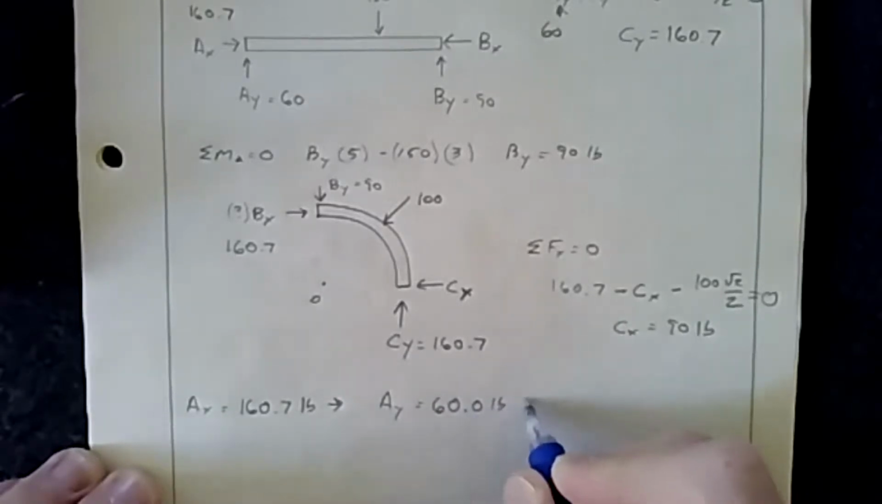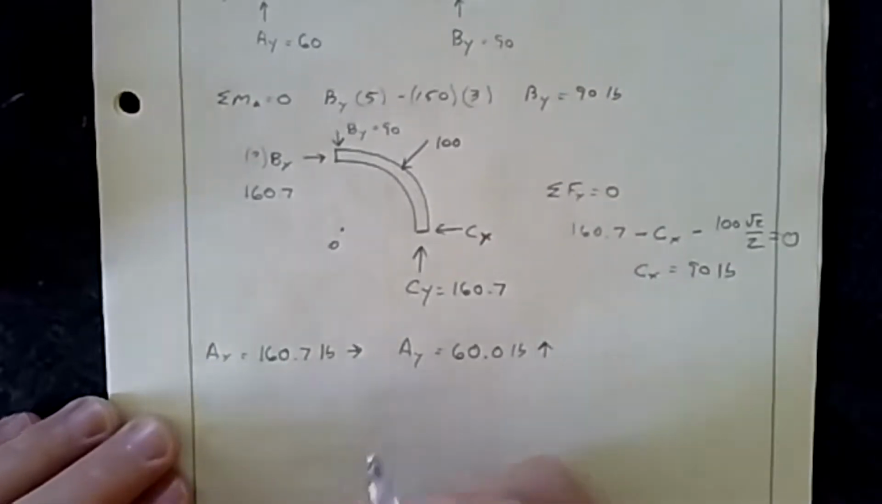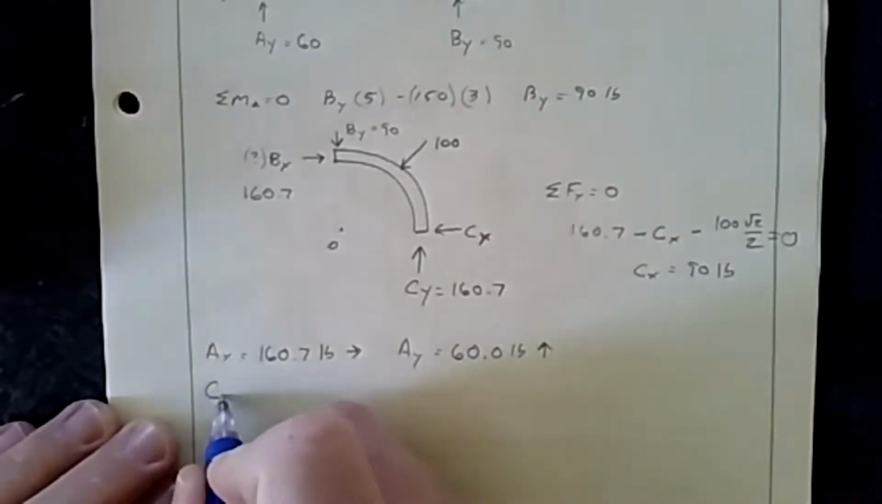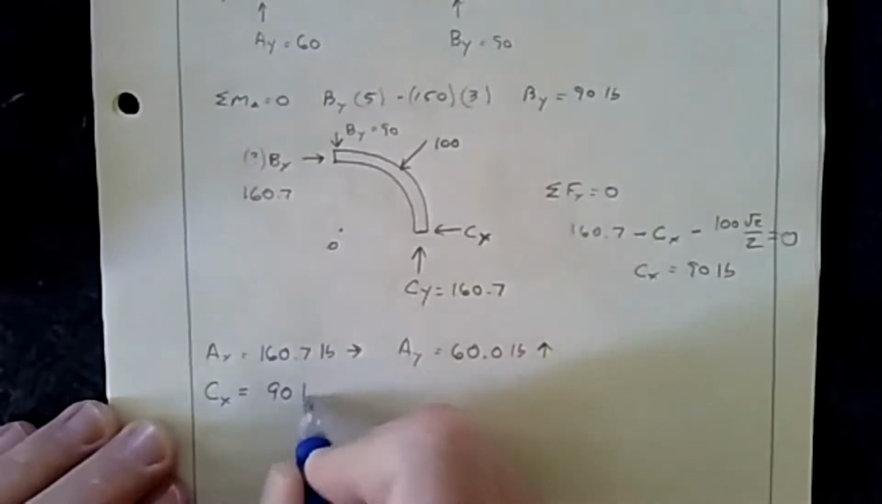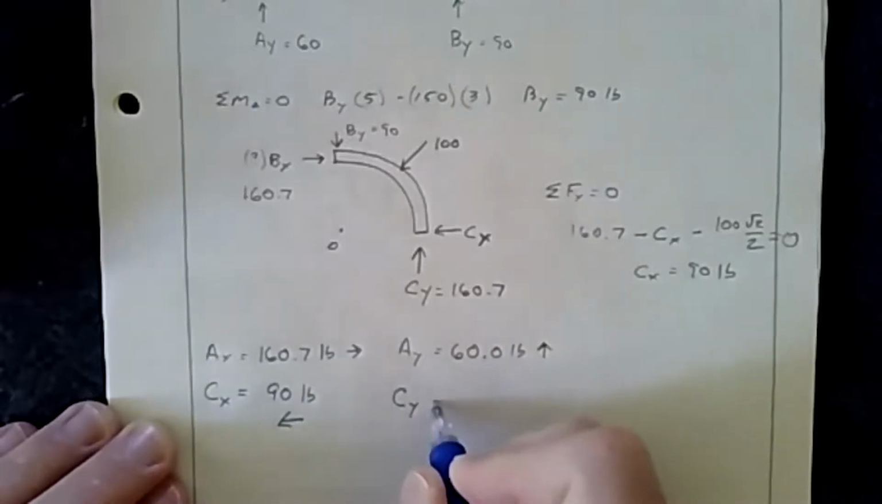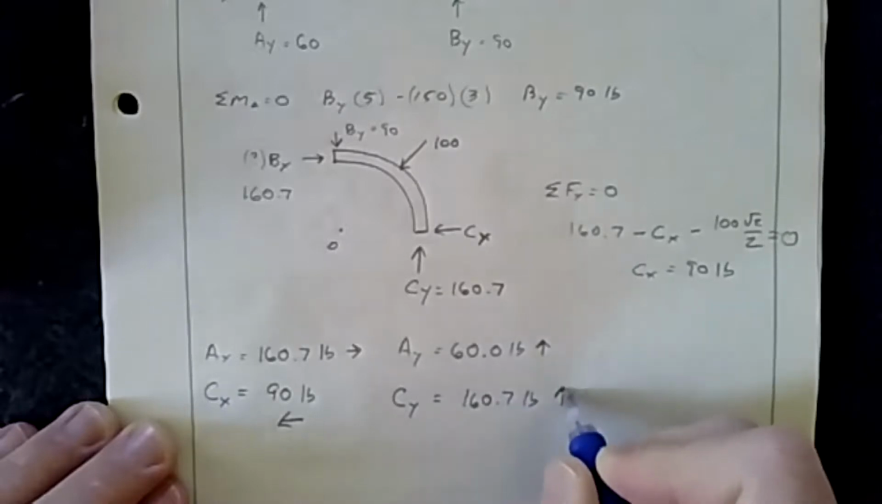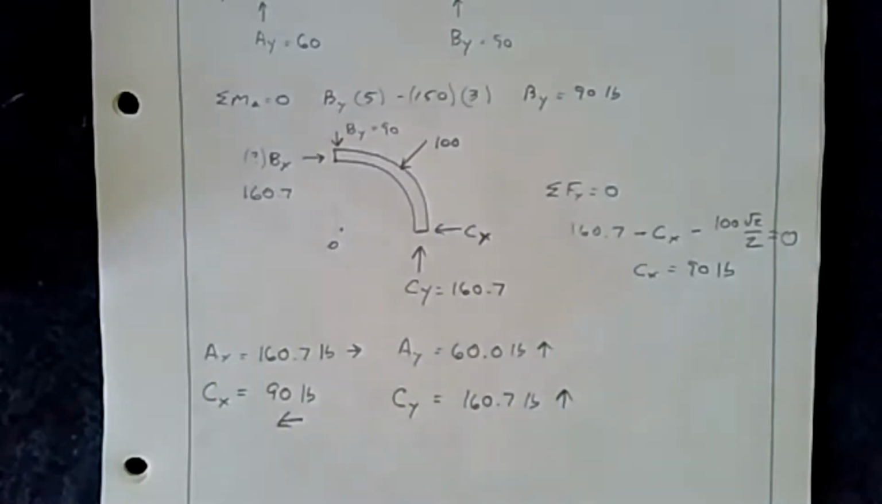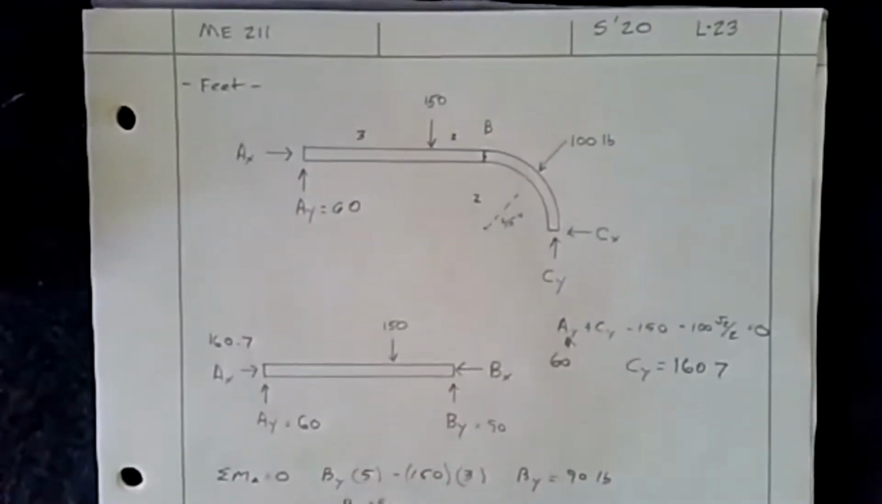And then we know that AY equals 60.0 pounds going up. And then we know that CX equals 90 pounds going to the left, and CY equals 160.7 pounds going up. All right, and there you have it. So that's that problem. Hopefully that makes sense.